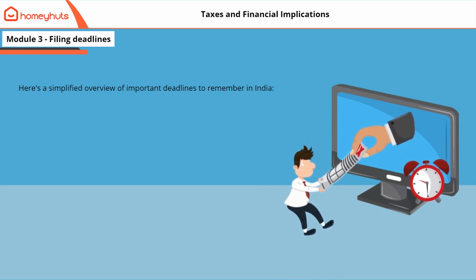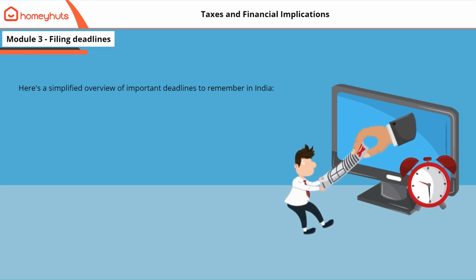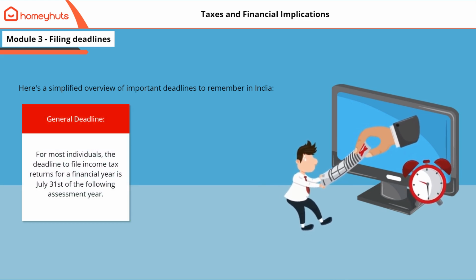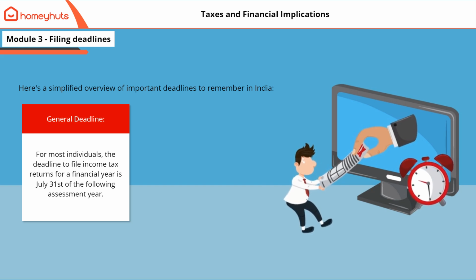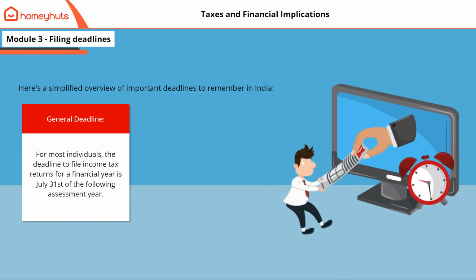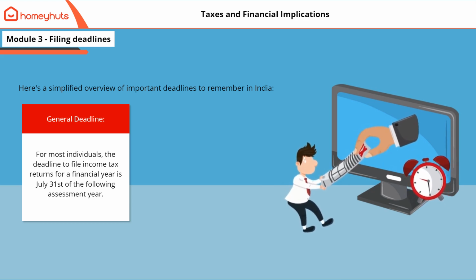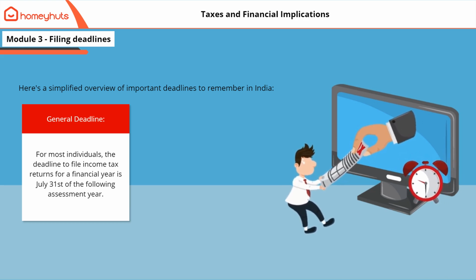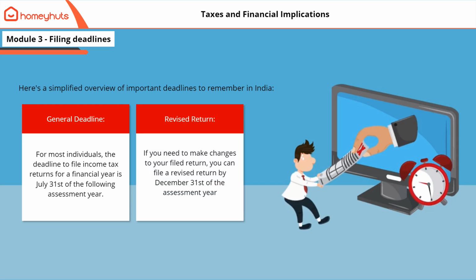Imagine these deadlines as buses you need to catch to avoid any tax troubles. Income tax return filing, general deadline. For most individuals, the deadline to file income tax returns for the financial year is July 31st of the following assessment year. For example, for the financial year 2023 to 2024, the deadline is July 31st, 2024. And revised return. If you need to make changes to your filed return, you can file a revised return by December 31st of the assessment year.